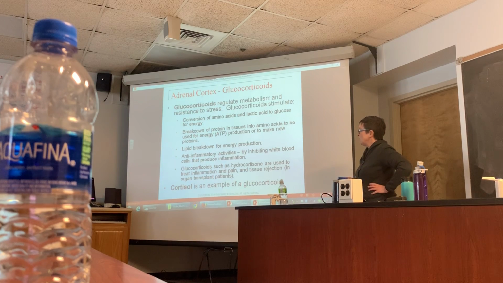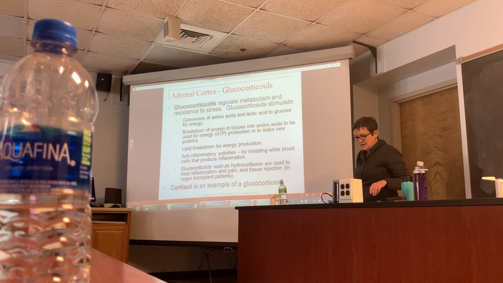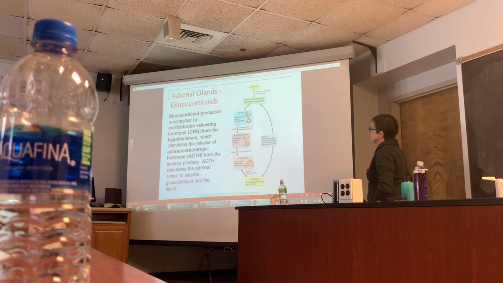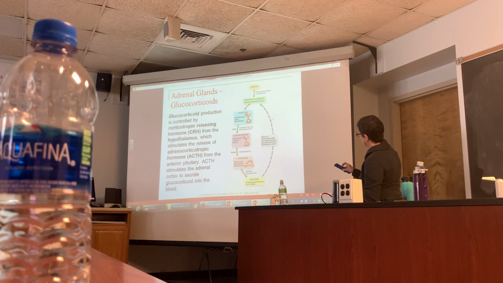Cortisol is one example of a glucocorticoid. It's one of the more common ones, but there are others as well. Let's look at that. This is a hormone that is controlled by the hypothalamus and anterior pituitary, and this process is stimulated by some kind of stress on the system. That stimulus is stress, and it could be physical stress of some sort, emotional stress, or stress from disease.